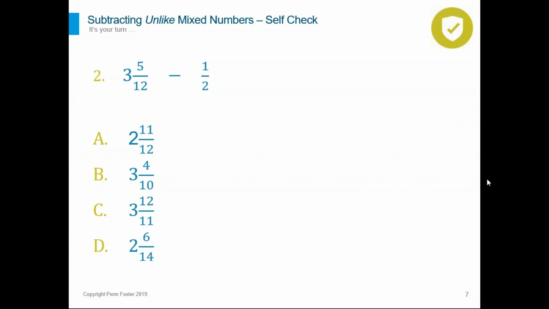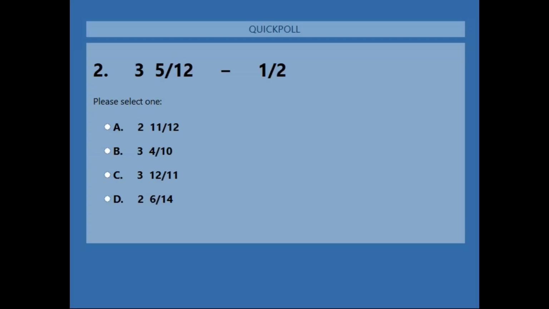Okay, I'm going to change my screen to give you the same problem. Here you go. 3 and 5 over 12 minus half. What would be the common denominator? What do you think? 12 is a multiple of 2. Would that mean that we have to change both fractions or only one fraction?